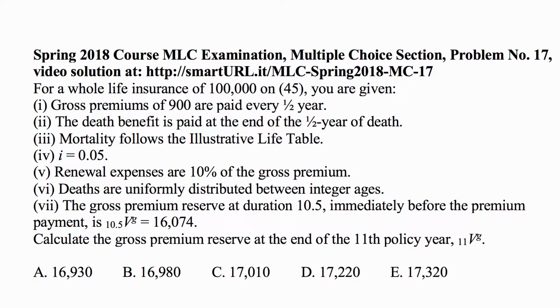Mortality follows the illustrative life table. Interest rate is 5%. Renewal expenses are 10% of the gross premium. Deaths are uniformly distributed between integer ages. The gross premium reserve at duration 10.5 immediately before the premium payment, 10.5 VG, is equal to 16,074. Calculate the gross premium reserve at the end of the 11th policy year, 11 VG. By the way, note that the valuation interest rate is different than the rate used in the illustrative life table, because the rate used in the table is 6% and the rate in this problem is 5%.